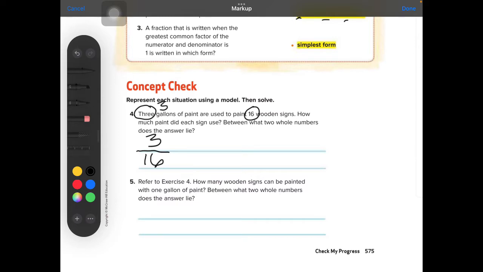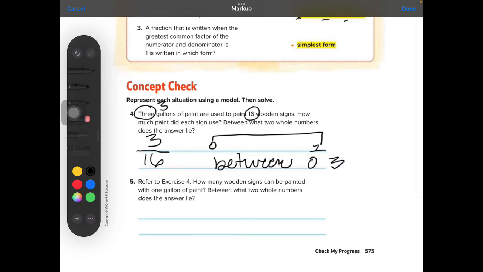If you're going to do a number line, this being 0, this being 1, where is this number going to lie? Because this number is not 16/16, so it's not going to lie past the 1. It's going to lie between the 0 and 1. So you just have to say between 0 and 1.